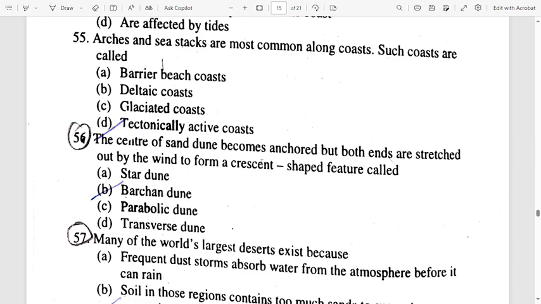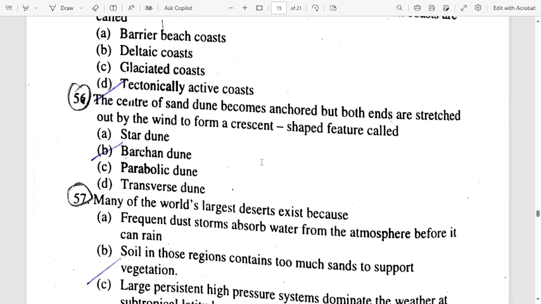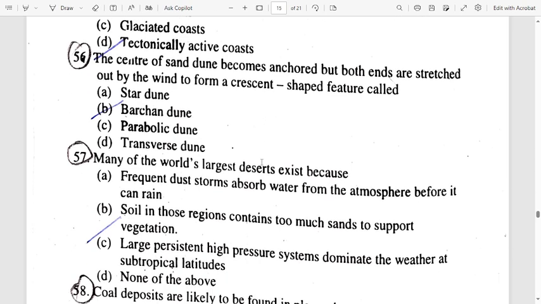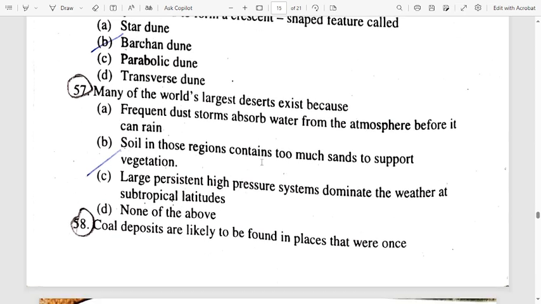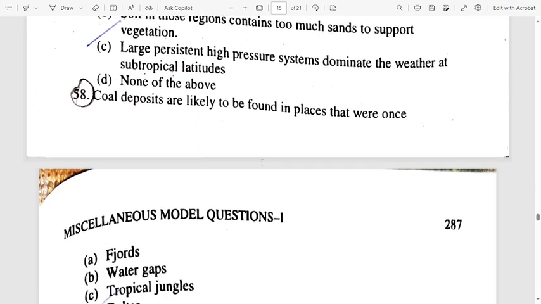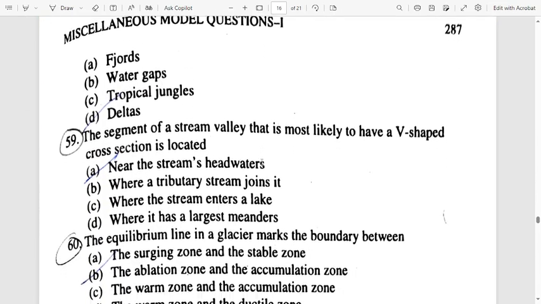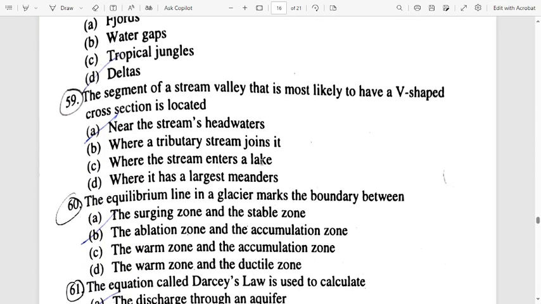Many of the world's largest deserts exist because large, persistent high pressure systems dominate the weather at subtropical latitudes. Coal deposits are likely to be found in places that were once deltas. The segment of a stream valley that is most likely to have a V-shaped cross section is located near the stream's headwaters. The equilibrium line in a glacier marks the boundary between the ablation zone and accumulation zone.